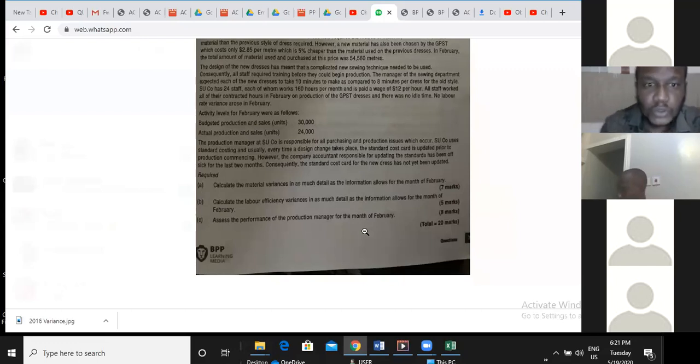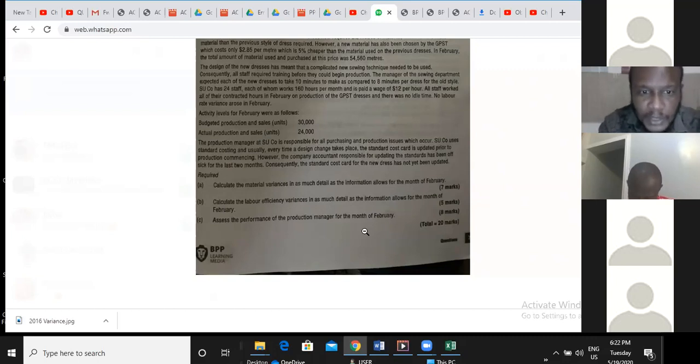All right, the three things are material variance in as much detail as the information allows. That's the kind of question, a very modern question. So they won't tell you whether to use mix or yield, planning or operational. They will just give you that kind of information, and then you will have to use your discretion. So you would have to be clear about what you're doing immediately you see the question.